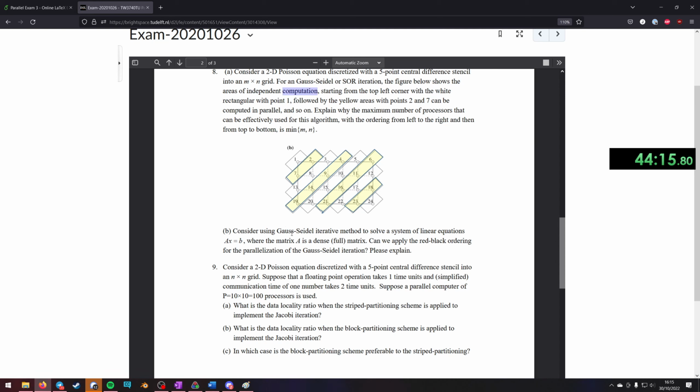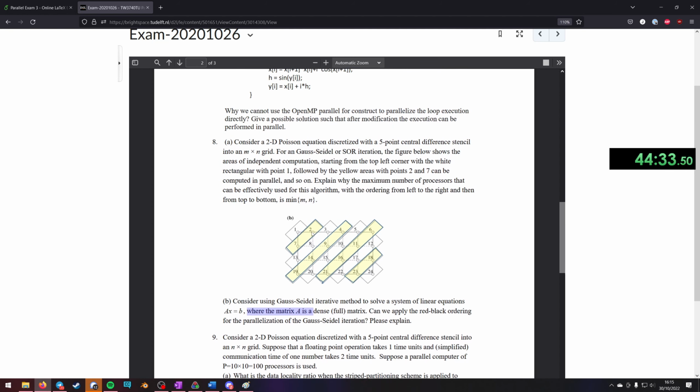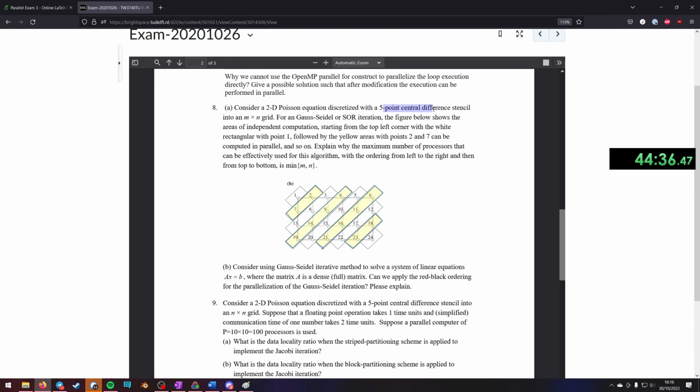Consider the Gauss-Seidel iterative method to solve the system of linear equations Ax = b, where A is a dense full matrix. Can we apply red-black ordering for the parallelization of the Gauss-Seidel iteration? So usually we did this because we have a 5-point difference stencil, which gives us a tridiagonal matrix, I believe. Then you have a sparse matrix, right? Not a dense one. We have a dense one.